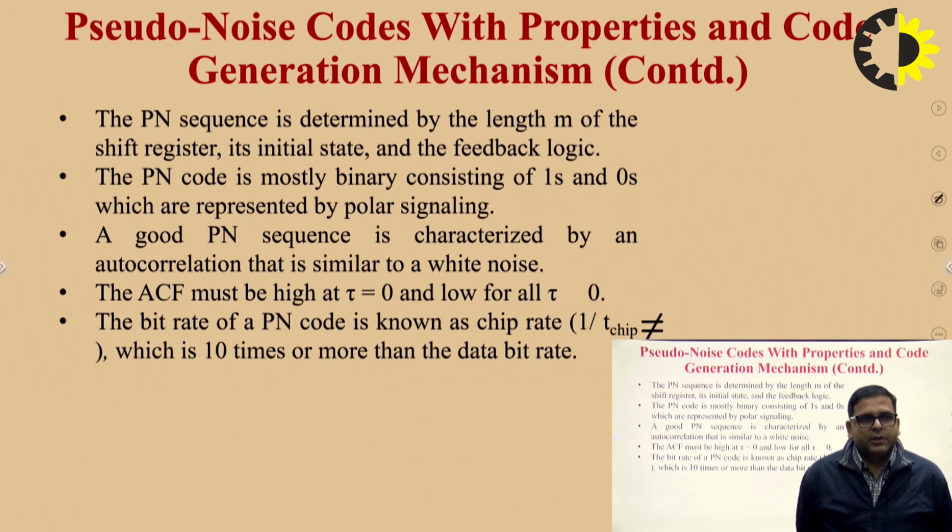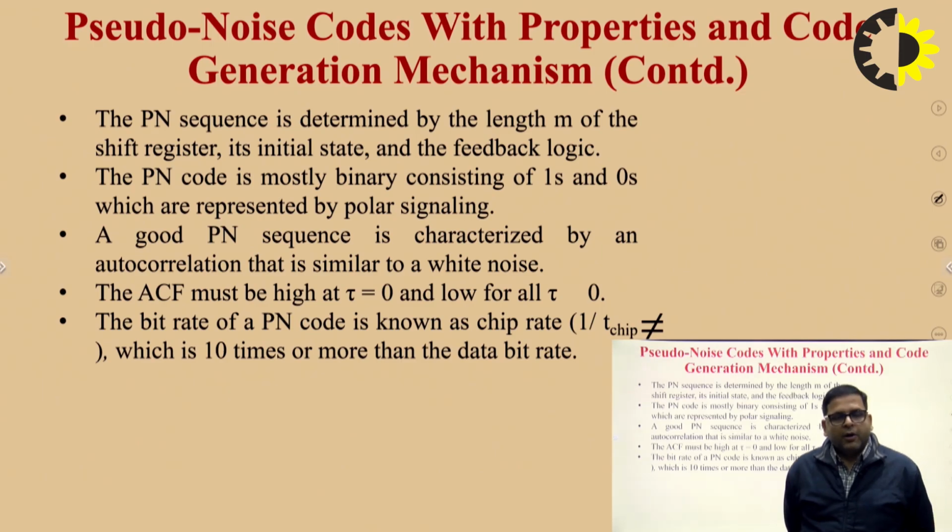A PN sequence mostly consists of ones and zeros, which are represented by polar signaling. A good PN sequence is characterized by an autocorrelation function which is similar to white noise. The autocorrelation function of a PN sequence must be high at tau equals 0 and low for other taus.